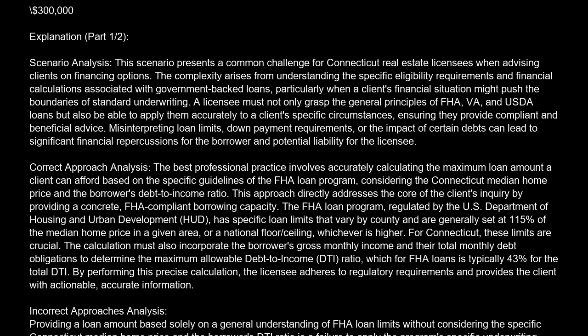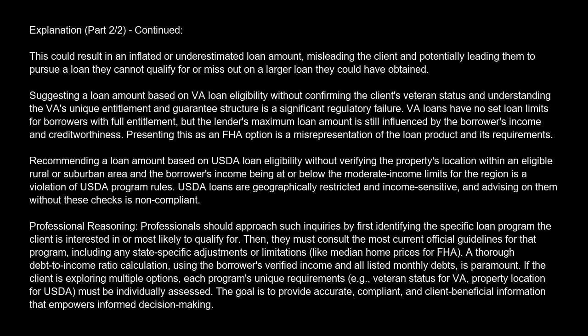Incorrect approach analysis: Providing a loan amount based solely on a general understanding of FHA loan limits, without considering the specific Connecticut median home price and the borrower's DTI ratio, is a failure to apply the program's specific underwriting criteria. This could result in an inflated or underestimated loan amount, misleading the client and potentially leading them to pursue a loan they cannot qualify for or miss out on a larger loan they could have obtained.